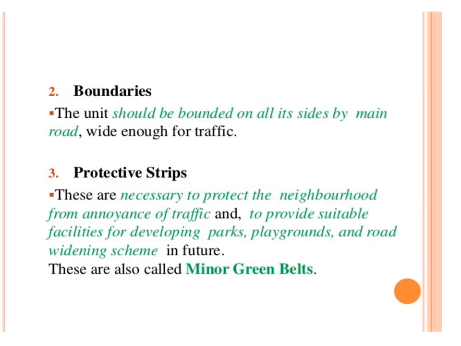In this slide we are going to see the other principles, that is boundaries. The unit should be bounded on all its sides by main roads wide enough for traffic. Then protective strips. These are necessary to protect the neighborhood from annoyance of traffic and to provide suitable facilities for developing parks, playgrounds and road widening schemes in future. These are also called minor green belt.